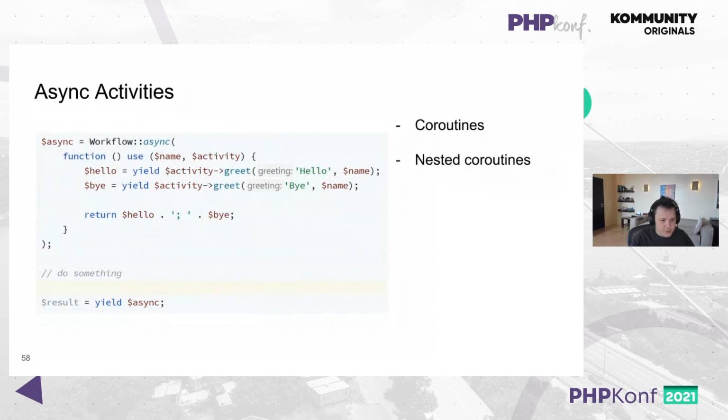We have coroutines. What you can do, you can create a function inside your workflow. It's called workflow async. And inside this function, you can use the same primitives like activities, passing variables, yielding, and waiting.